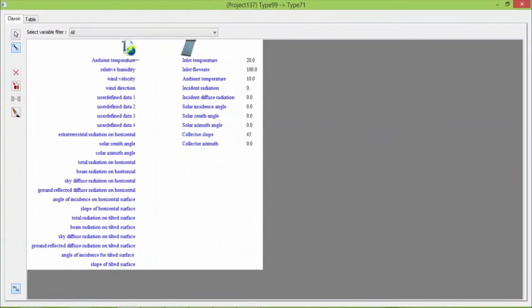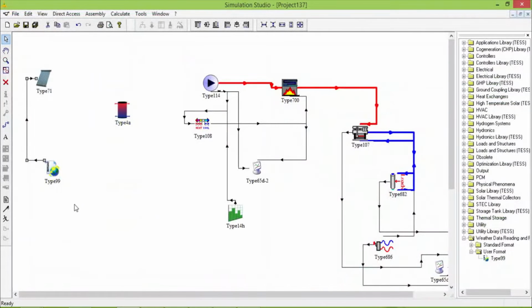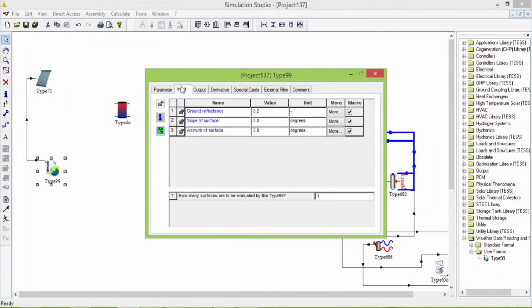Okay, so let's connect the data here. Ambient temperature will go with ambient. Angle of incidence, or tilted. Incident radiation, total radiation here. Sky diffuse radiation, angle of incidence, solar incidence angle, solar azimuth angle here. Okay, I need to change the slope. So the optimum is 13. I will put this 13.